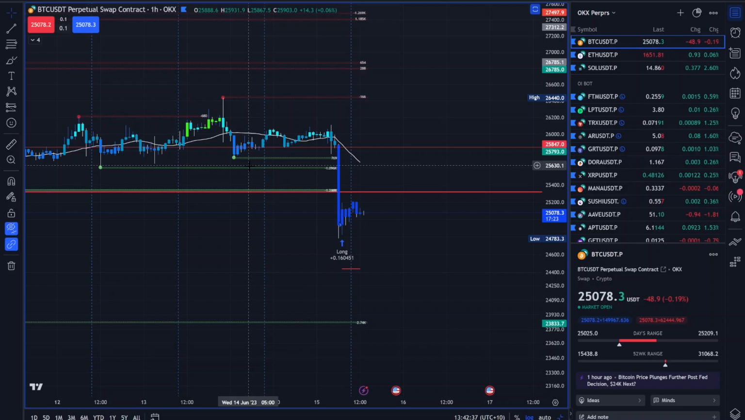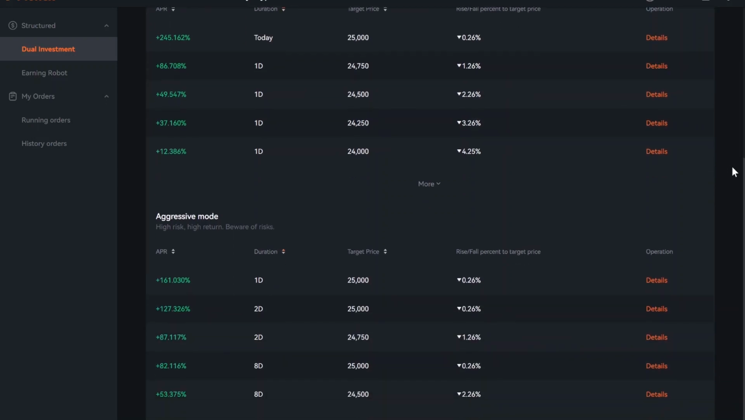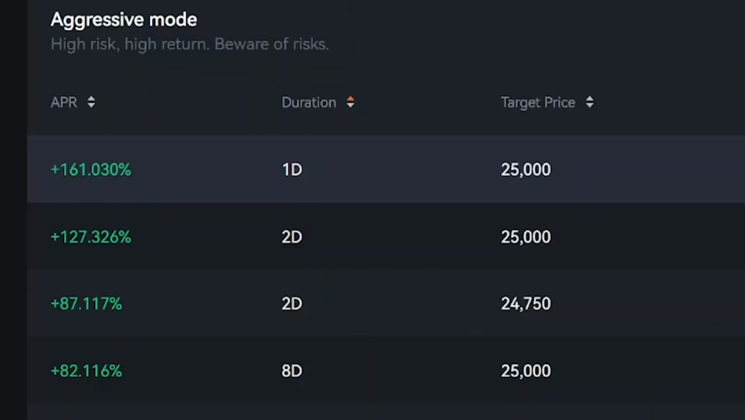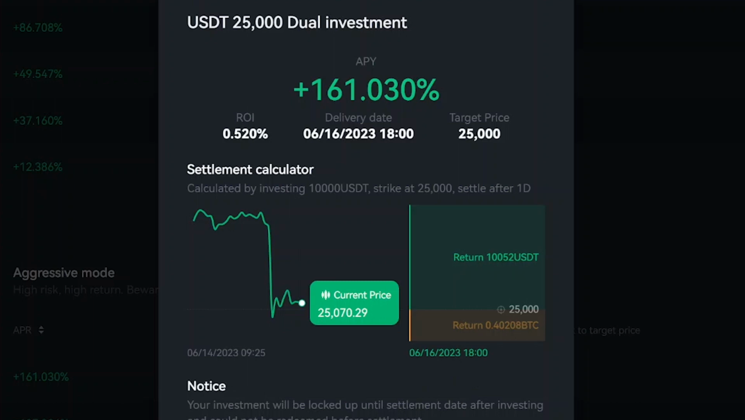Didn't want to go on too much of a rant regarding this, just wanted to cover a few key things. As per the last video that I showed, if you think that we could potentially bounce here, but you want to buy Bitcoin at 25k, well, you can earn 161% if you feel that that's the case. So if you want to buy Bitcoin at $25,000 right now, in the next day you could earn 0.52% while you wait for that to fill, which is crazy.